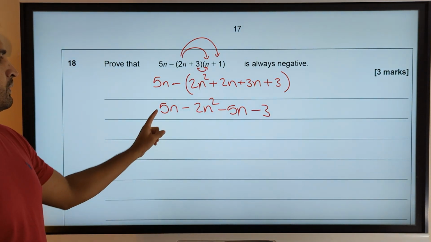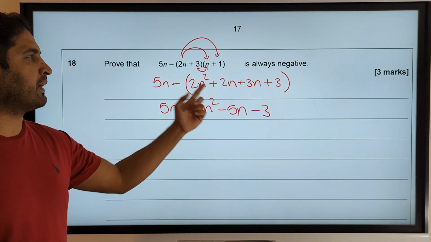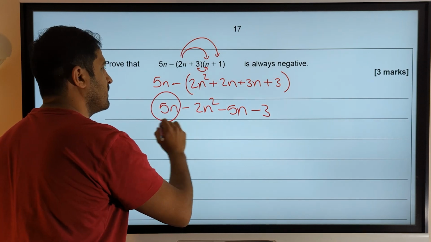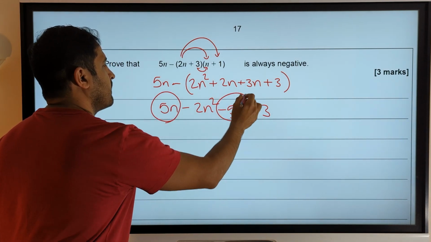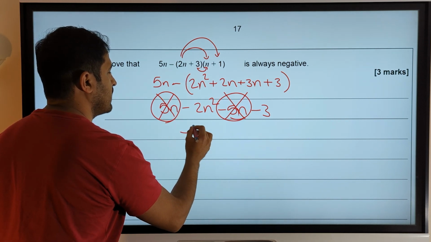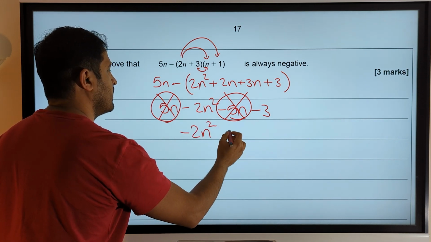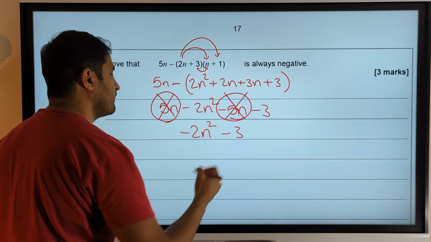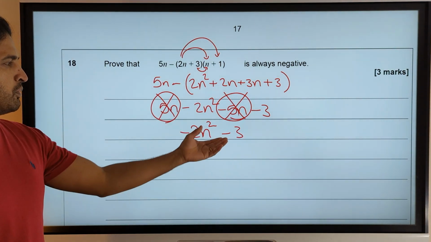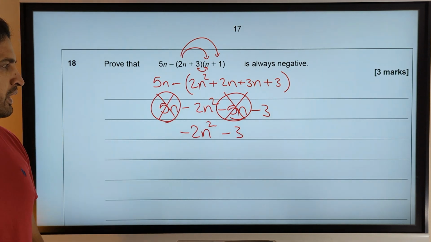Okay, so we get 5n and negative 5n will cancel each other out. Okay, that will give you 0. So this positive 5n and negative 5n will give you 0. So what you're left with is negative 2n squared and then negative 3. So we already proved it. That's always going to be negative regardless of what that number is.